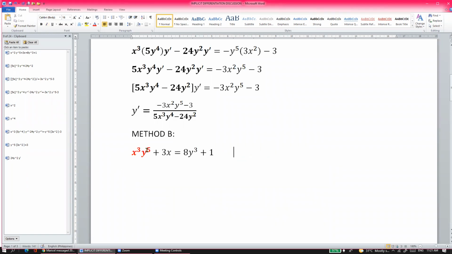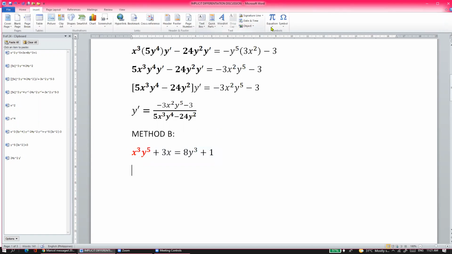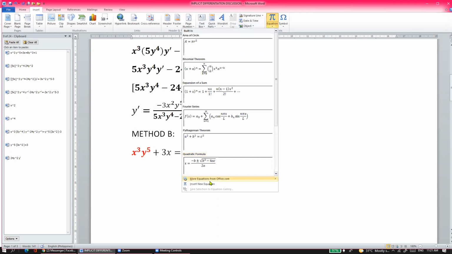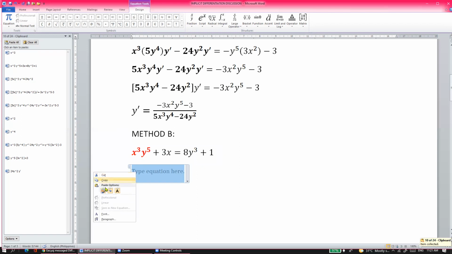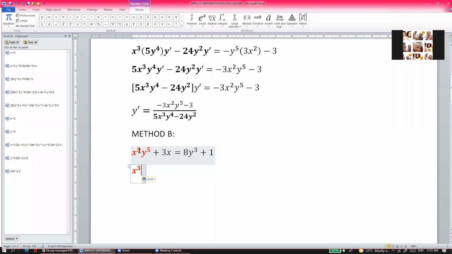Okay, for the first term, x cubed y to the 5th power. So, hindi ba udv plus vdu? So, ang diskarte ko diyan, hanapan ko muna ng derivative ang y to the 5th power. Sa makatuwid, yung x cubed ay mariretain muna. So, retain ko muna yung x cubed, and then hanapan ko lang ng derivative ang y to the 5th power.